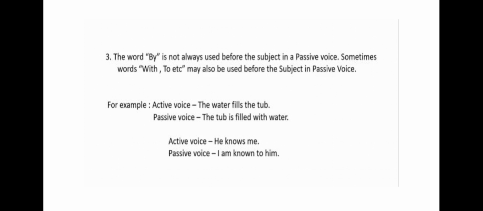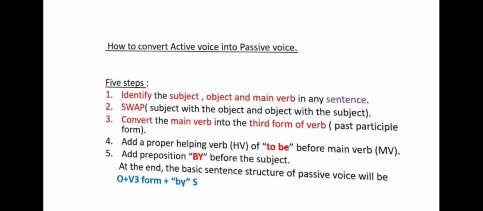We know that helping verbs are is, am, are, was, were. We've already learned this. These are called primary auxiliary verbs, and these are helping verbs. So number 4, here we have to add a proper helping verb, that is the form of to be, is, am and are, before the main verb. And the 5th step to remember is add a preposition, that is by, before the subject.